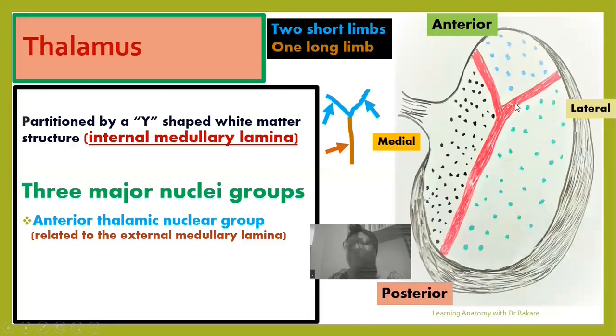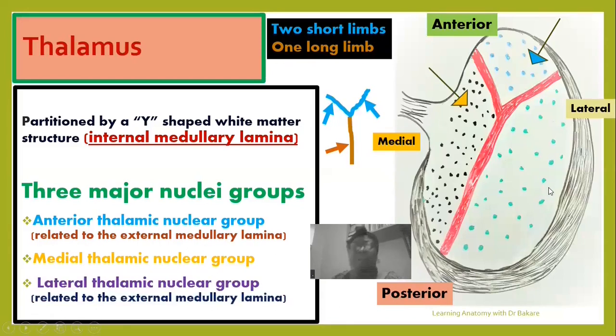Because it is a Y-shaped configuration of white matter, it will be having three limbs, which means that whatever structure it is embedded within will be divided into three subregions because of these three limbs that it presents. So you have in the anterior part here that is arrowed in blue, this is the anterior thalamic nuclear group. Then you have the second nuclear group, which is the medial thalamic nuclear group. Just as the name implies, it is located towards the medial region. And of course, this is the medial side of the thalamus. Then you have the last sub-region, which is the lateral thalamic nuclear group. And this is what is arrowed here in purple.